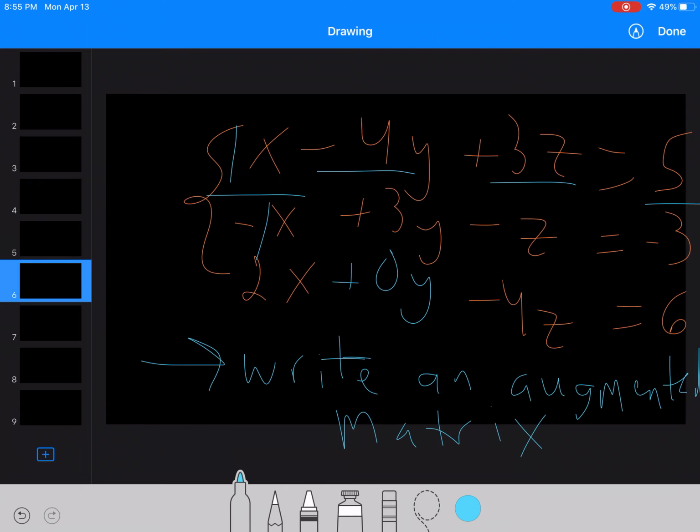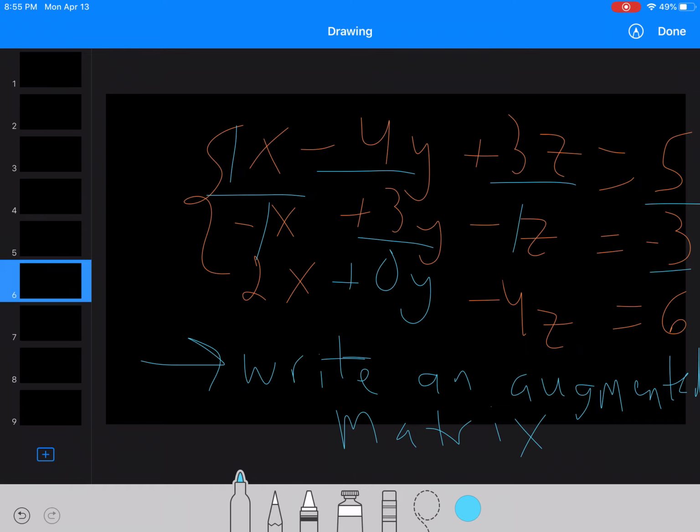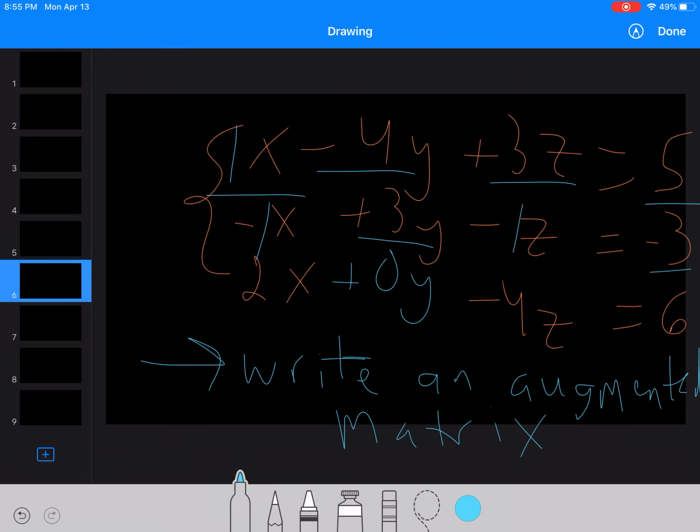On the second row, I have -1, 3, and this is -1 as well, and -3. That's +3 for the y. I have -1, +3 for the y. The z is -1, and my equals is -3. And I put my 3 dots, just like that. In the last one, we have 2, 0y, -4, and 6. So we're just going to put that right there.